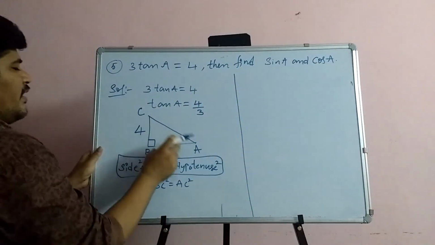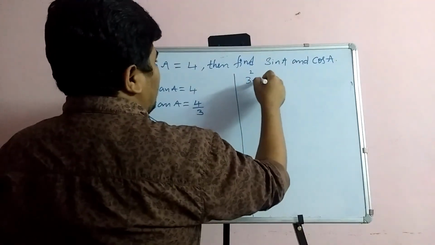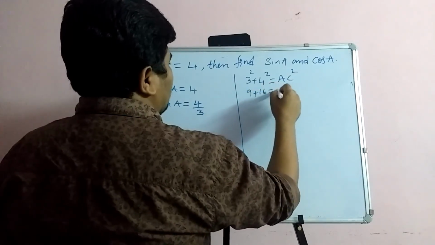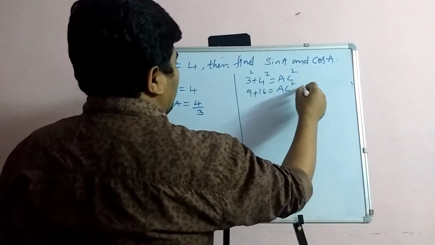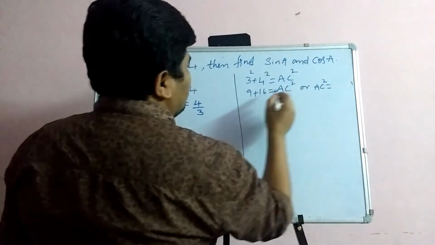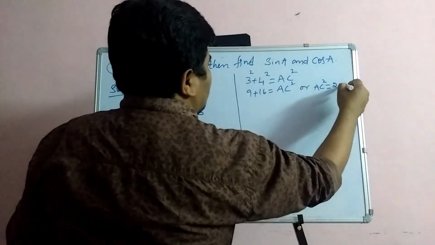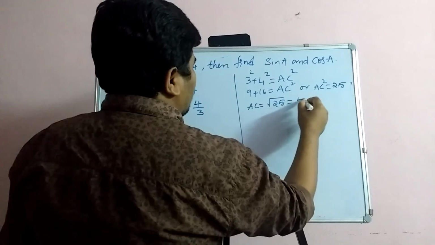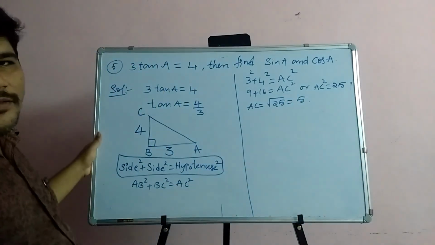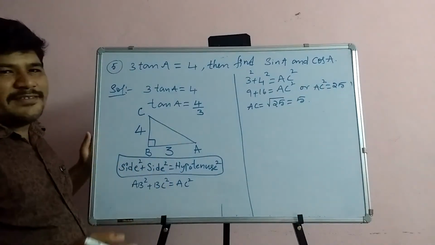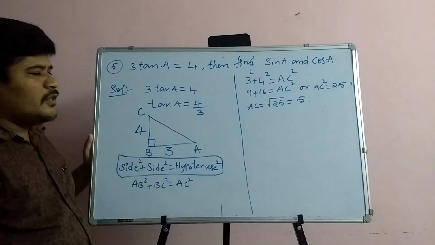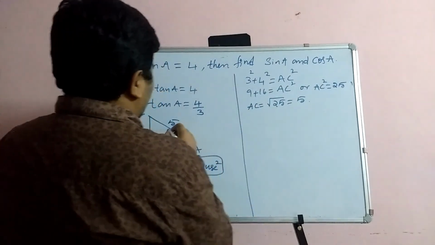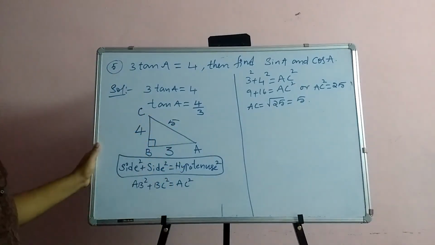Now what is AB? 3. 3 square plus 4 square is equal to AC square. 9 plus 16 is equal to AC square, or you can write AC square is equal to 16 plus 9 is 25. So now AC is equal to under root of 25, which gives us 5. Okay, students, under root of 25 means actually plus or minus 5, but here lengths will be measured in positive numbers. So I am taking AC as 5 here. Okay, now right. So we have all the three sides of this right angle triangle ABC.